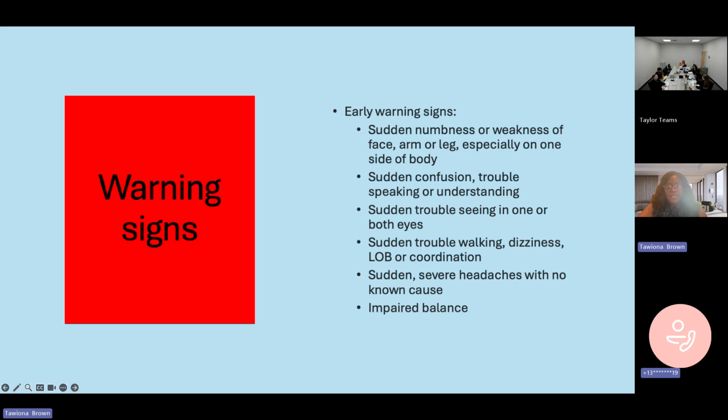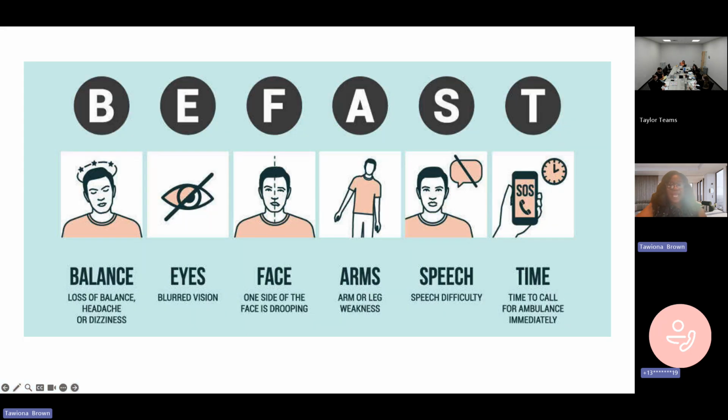So the American Heart Association has come up with this acronym of BE FAST. And BE FAST gives you those signs and symptoms. It's just a way to remember them. So B is balance, they're going to have an issue with their balance. E is eyes, they might have blurred vision. F is for face, one side of the face might have that facial drooping. A is arm and leg weakness, and then S is speech, which might be impaired. And then T is the time. So you have that time for when you call that ambulance.